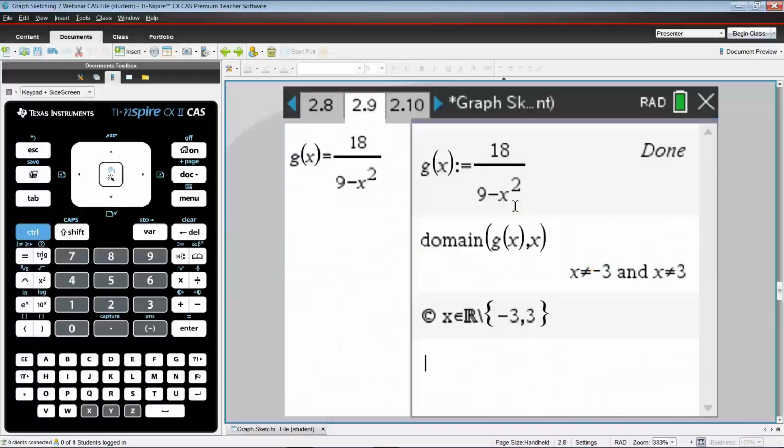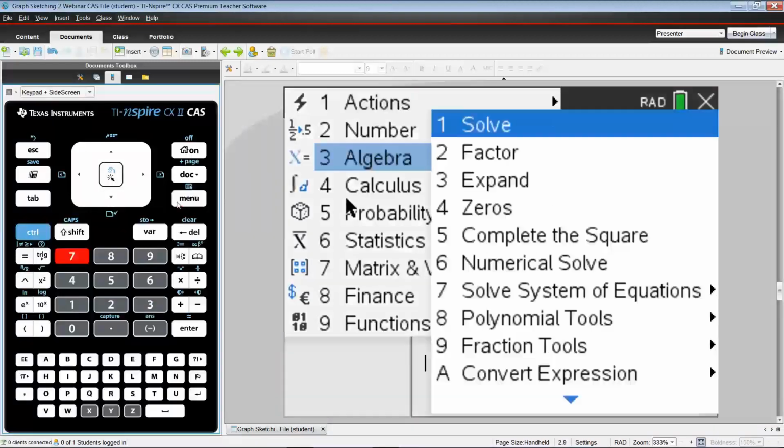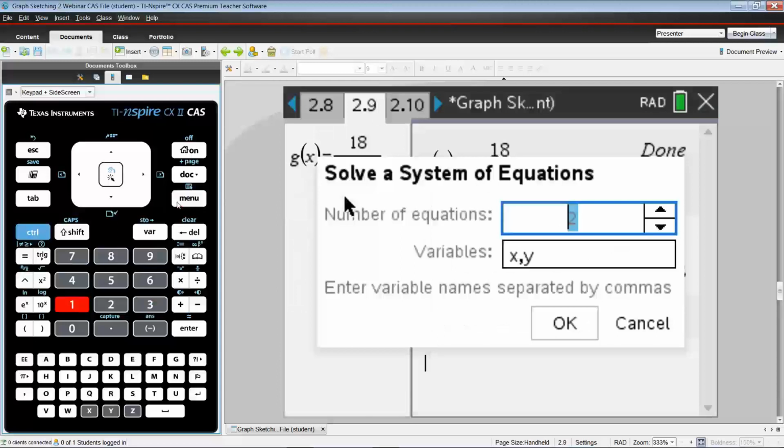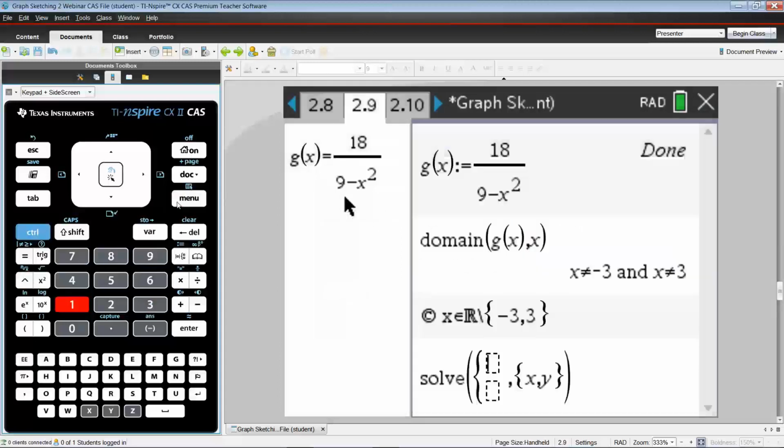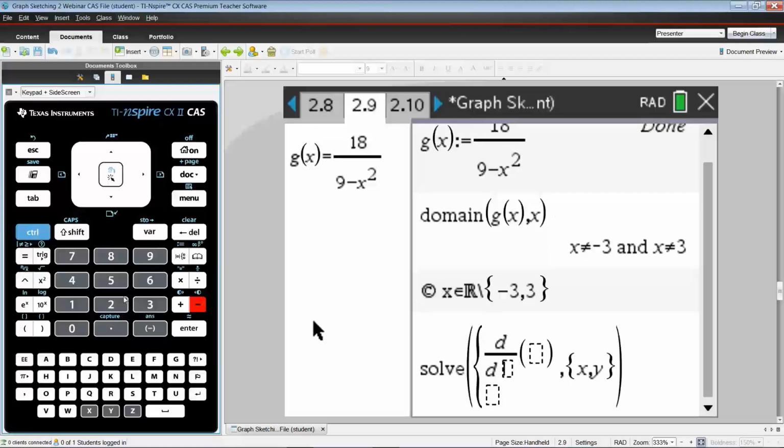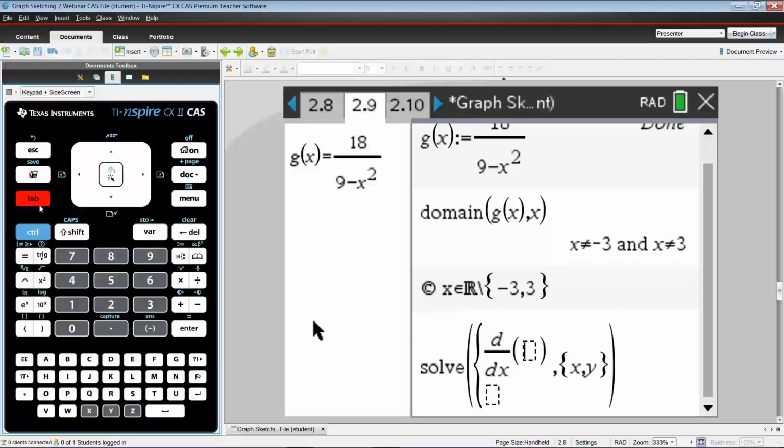So before I do that, I'm just going to find it using calculus. The best way to do this, this is a really nice little feature of the calculator. I'm going to do menu 3, 7, 1 to solve a system of equations. I want to solve two equations for x and y. Okay, so the first equation we want is, of course, to solve the first derivative equals 0. So shift minus is the shortcut for first derivative, and then press X, press tab, and then type in g of x. Okay, so that's the derivative, and I want to equate that to 0.